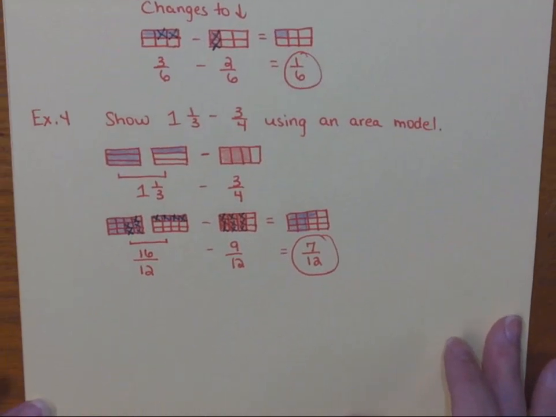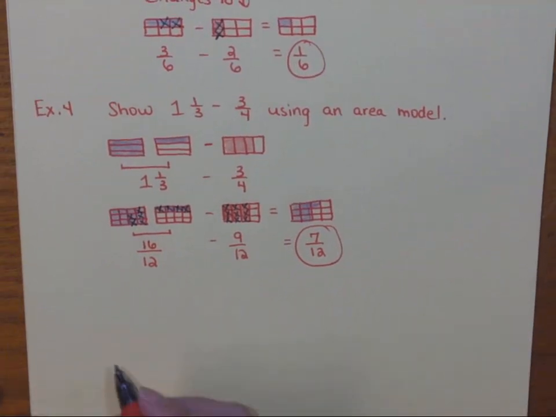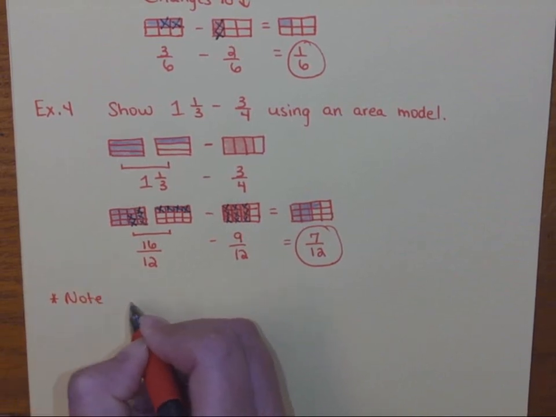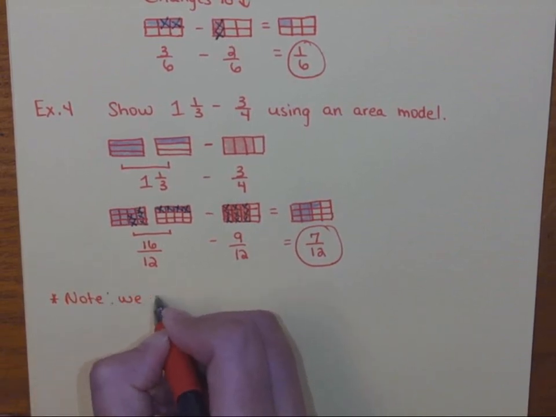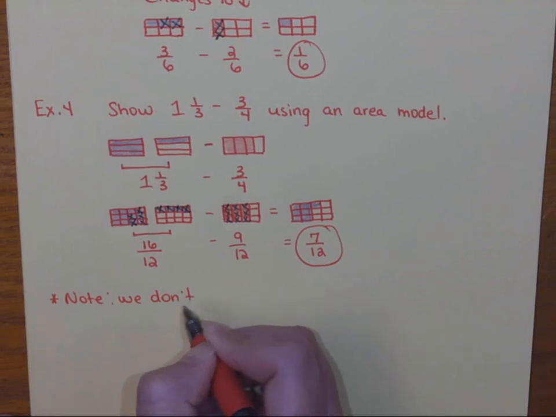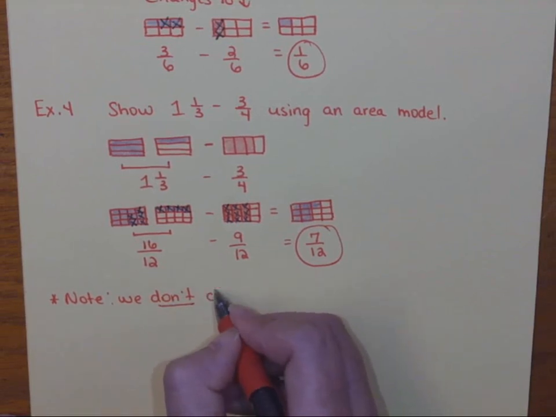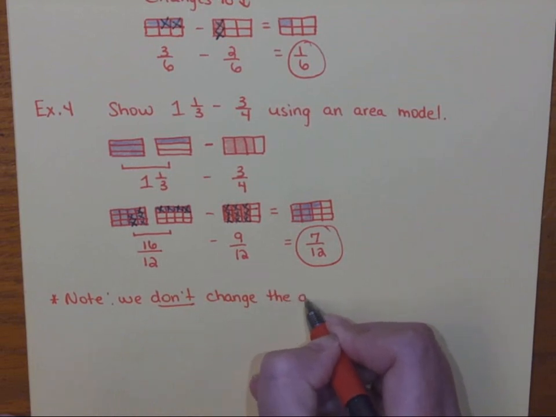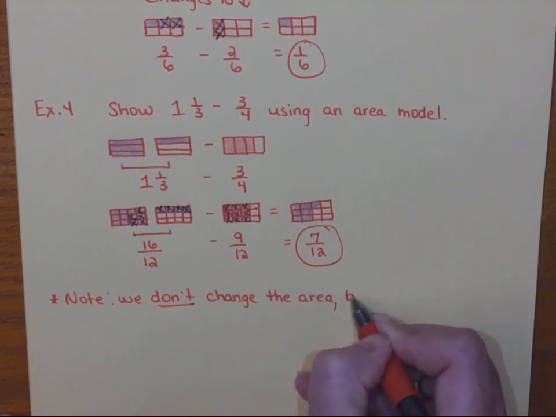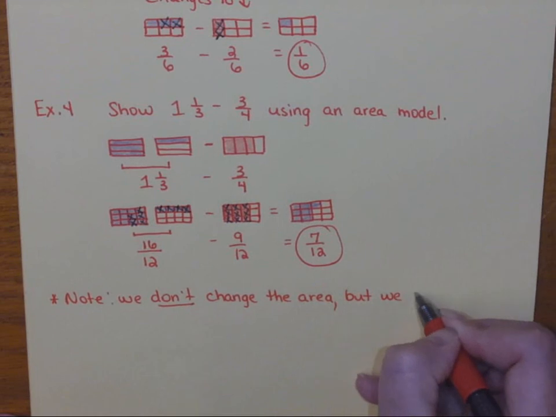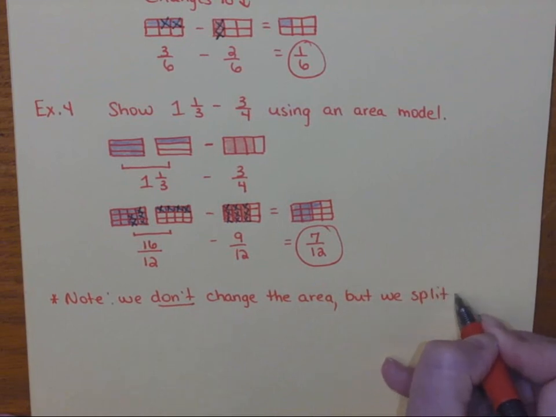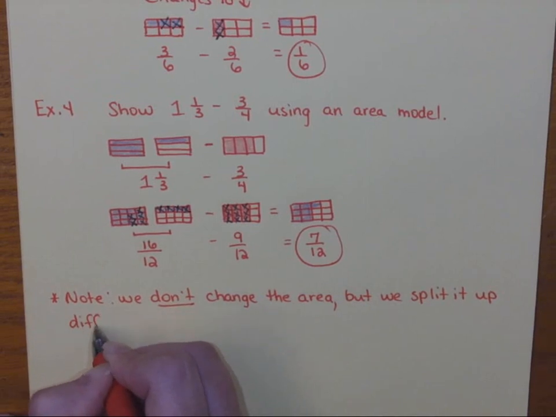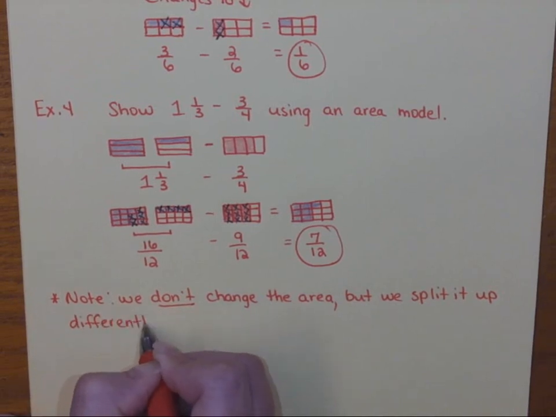So I hope you can kind of see what I'm looking for with addition and subtraction with these area models. Note in all of these cases that we don't change the area, we just split it up differently. We don't change the amount of pizza we have, for instance, we just split it up into a different number of pieces. And that's important for us to know and important for our students to understand too.